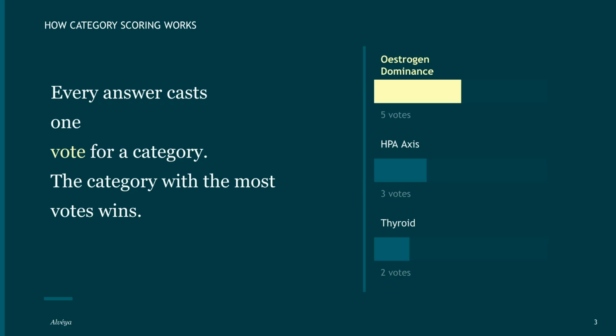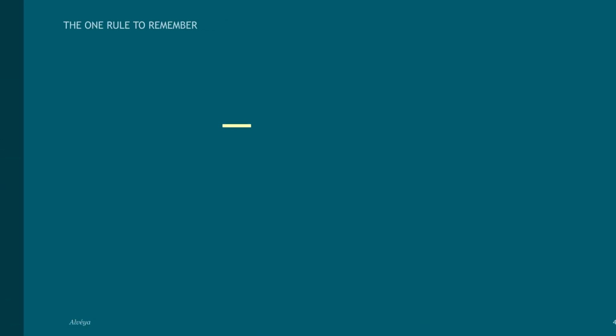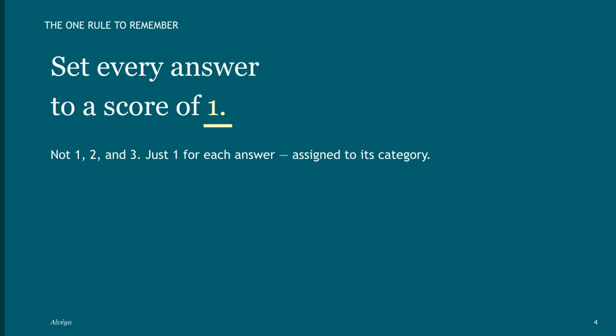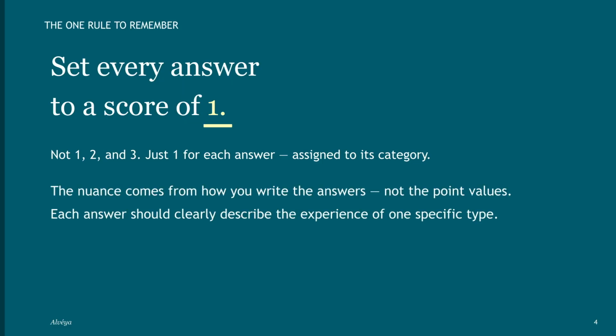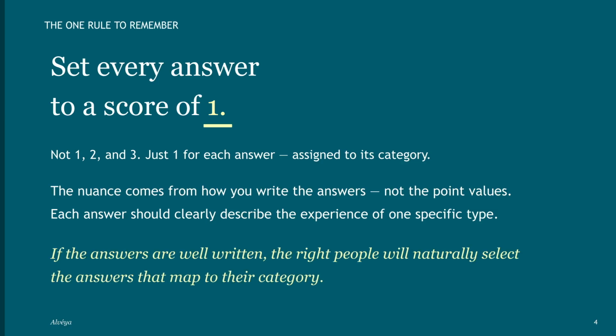The practical implication of this is important. You don't need different point values to make the quiz more nuanced. The nuance comes from how you write the questions and answers. Each answer should clearly reflect the symptoms, language, and experience of one specific type. If your answers are written well, the right people will naturally select the answers that map to their category.